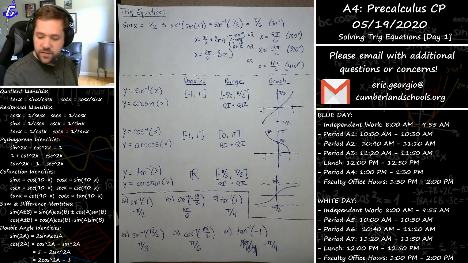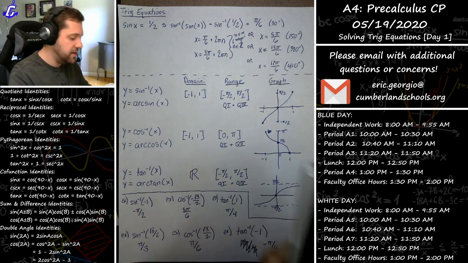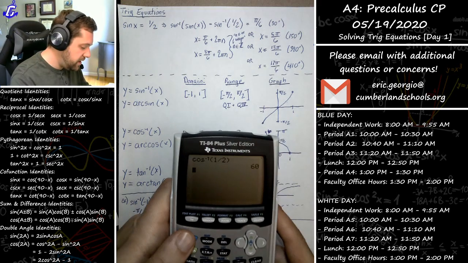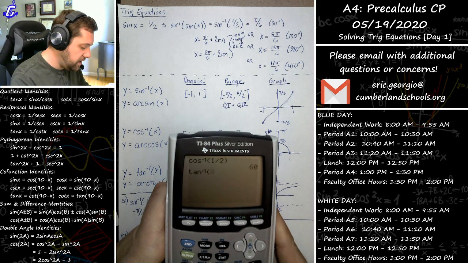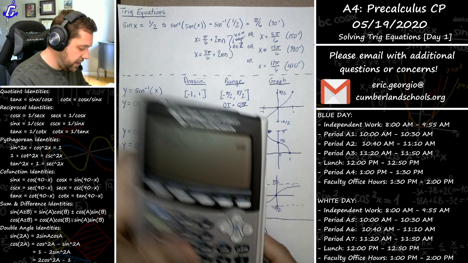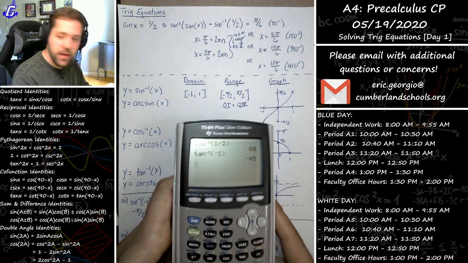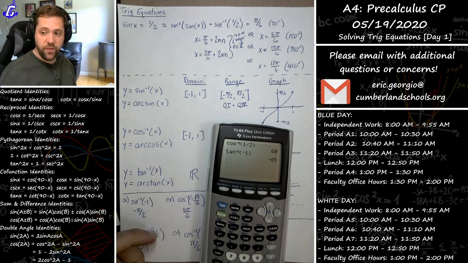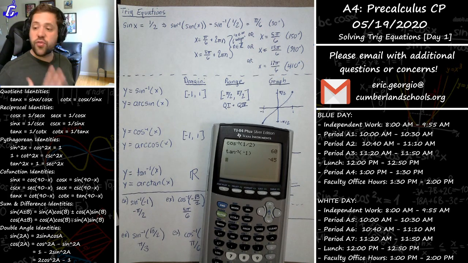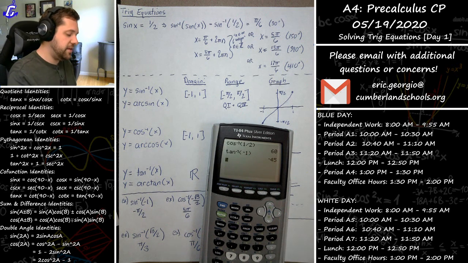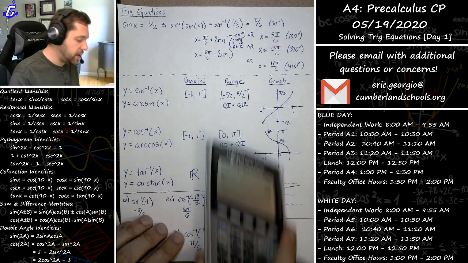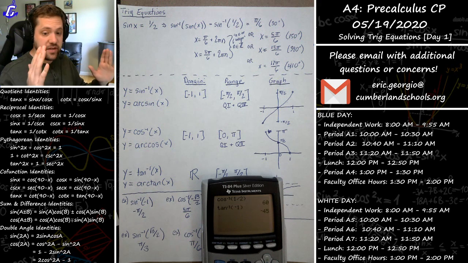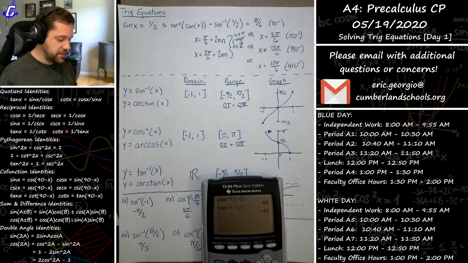Notice 7 pi over 4 would not be correct, because tangent is restricted. If I did the tangent inverse of, what was it, negative 1? Notice it doesn't tell us it's 7 pi over 4. It doesn't tell us it's 315 degrees. It's negative 45 degrees, because it has to be restricted to pass the horizontal line test.